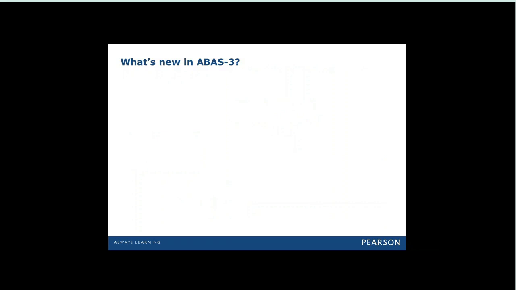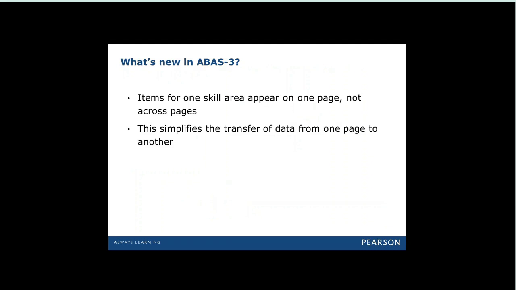So with all of those revisions in mind, what have we changed in the ABAS 3? From a user perspective, the items for one skill appear all on the one page. They no longer go across the pages. So it's just a little bit cleaner, a little bit neater, a little bit nicer for people to complete. Of course, it also helps us. It simplifies for us the transfer of that data from one page across to another.